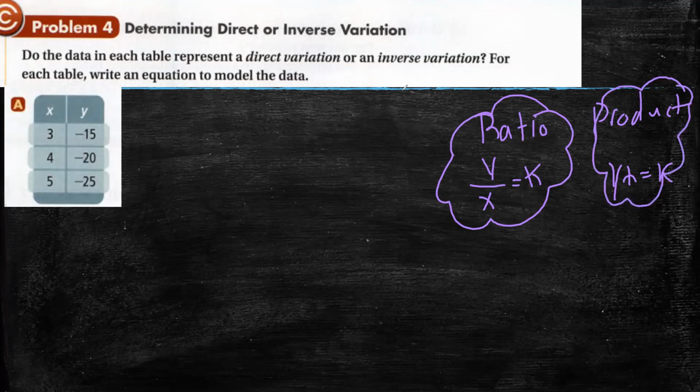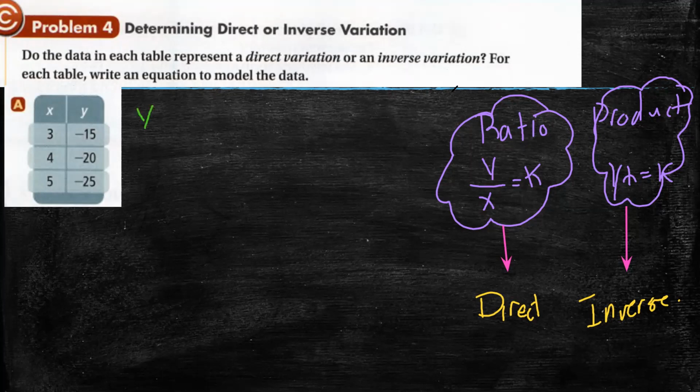If the ratio y over x is constant, this is direct. And if x times y is constant, this is inverse. So to know whether these data represent a direct or inverse variation, you have to check the ratio or the product.